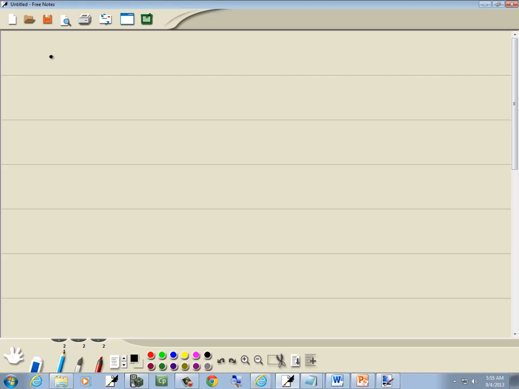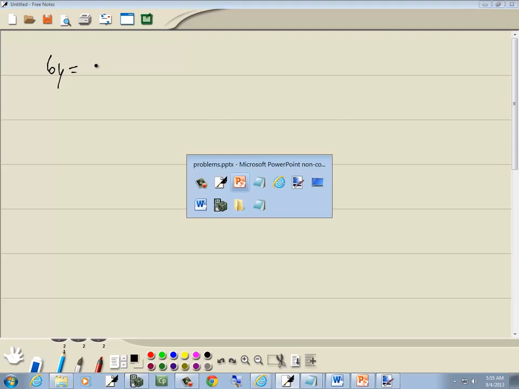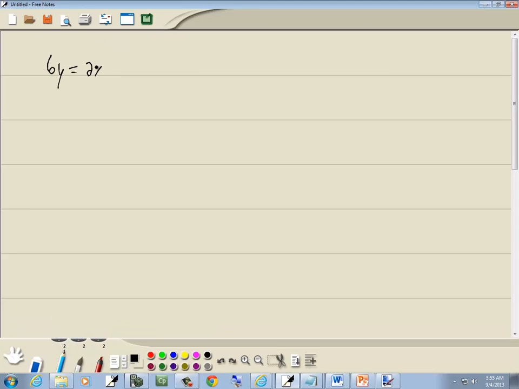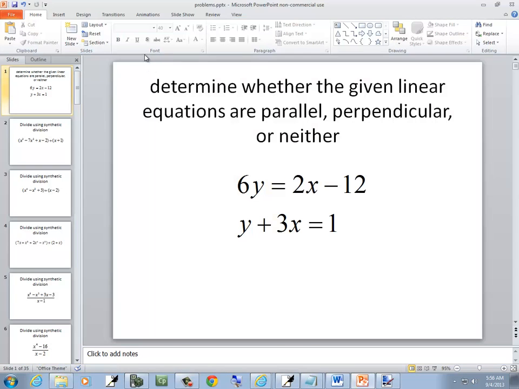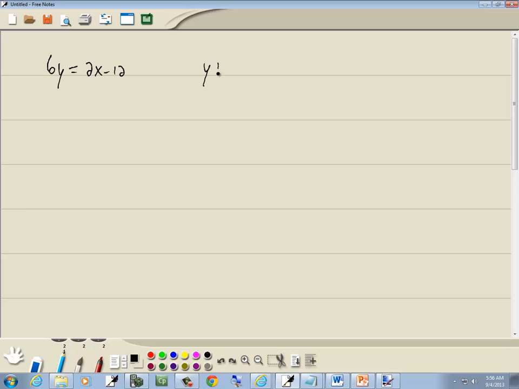We've got 6y is equal to 2x minus 12. Then we've got y plus 3x is equal to 1. Now, in order to figure out what the slope is, we have to put it in slope-intercept form. Slope-intercept form is when you have y by itself.